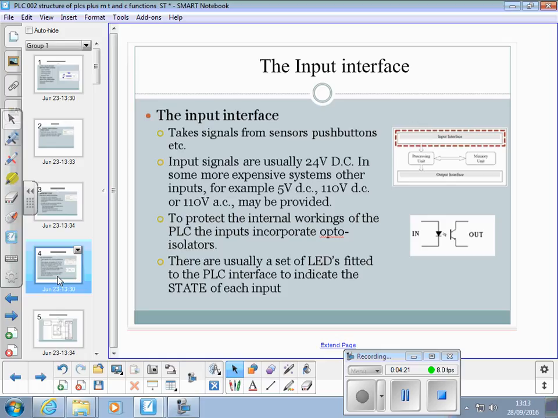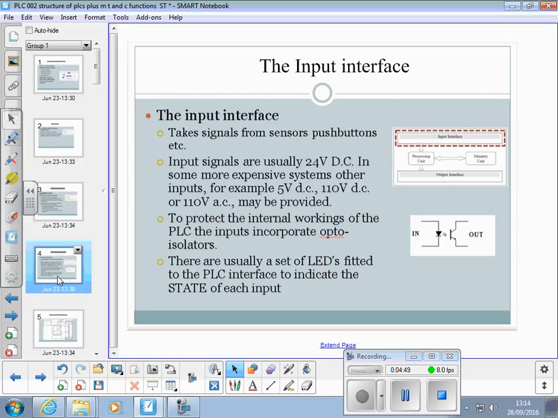Input signals are usually 24 volts DC, although you might find some systems, usually more expensive because they don't sell so many, is the general reason, with 5 volt DC, 110 volt DC or 110 volt AC inputs. But generally, if you go out and buy a kind of bog standard PLC of any manufacturer, the input voltage is going to be 24 volts.